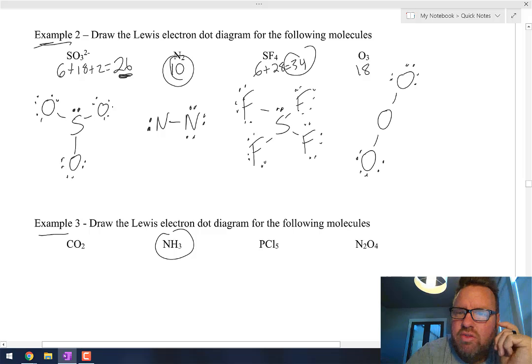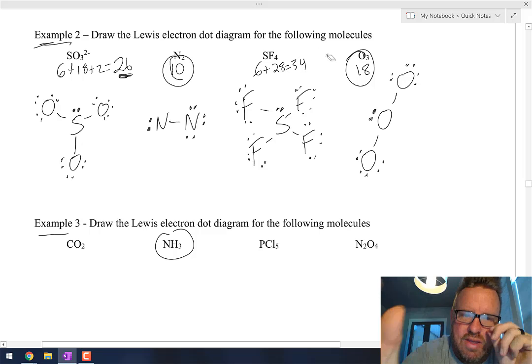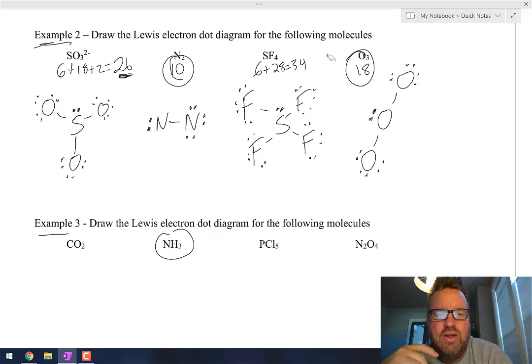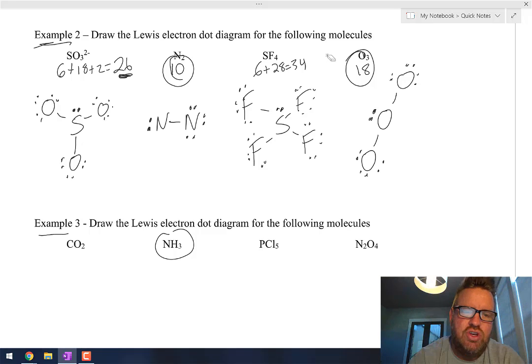And on O3, 8 times 2 is 16, so I've used 16, but I have 18, so again, I have 2 left over. Okay. Now, the very last step is if the central doesn't have 8, then we've got to move electrons in from one of the outer atoms to make sure it has 8.